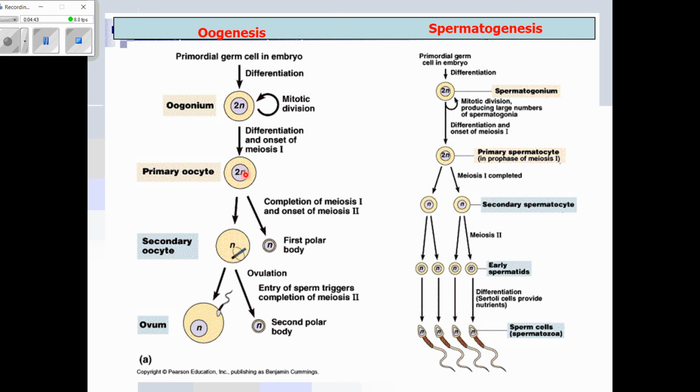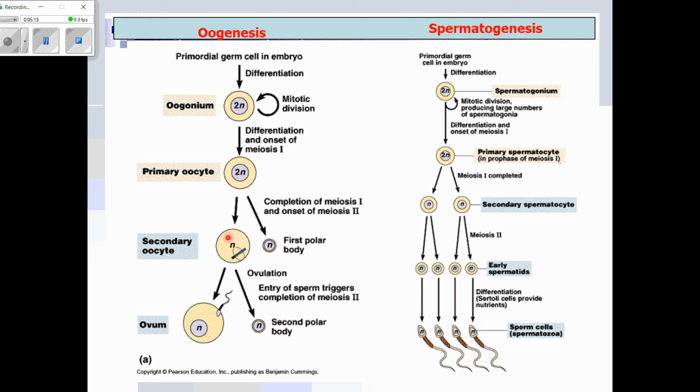So almost all of the cytoplasm goes to this cell, this secondary oocyte, and very little cytoplasm goes to this cell. So we could actually call this a polar body instead of calling both of these secondary oocytes. It's really more correct to call this a polar body, and this is the secondary oocyte. And it has a lot of cytoplasm and plenty of mitochondria and so forth. So this cell is going to survive.